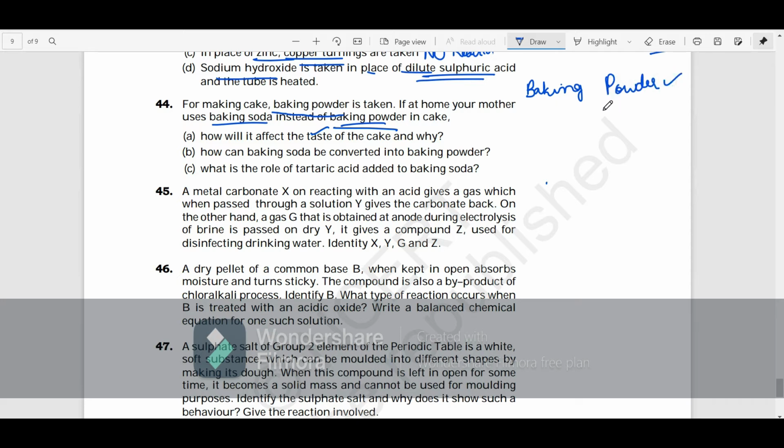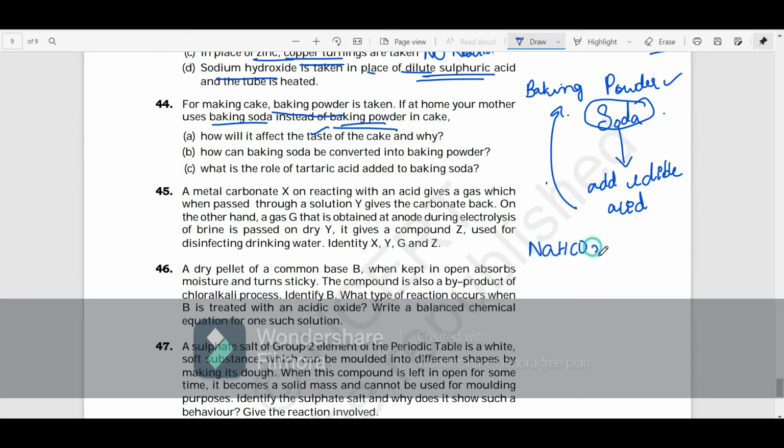Okay, but baking soda, if it's used, what is the difference first of all? For baking soda, if you add some edible acid, which is tartaric acid, you will get baking powder. But if you're using only baking soda, what is the problem? Why can't we use it? If you see baking soda, you'll of course heat it, right? After adding and all of that, you'll heat the cake in the oven. So on heating, what will happen is this NaHCO3 is going to produce Na2CO3, water and CO2.